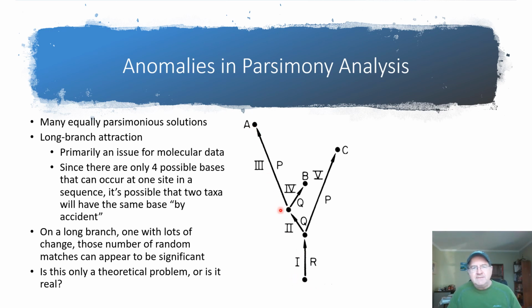Species A here, there's been a lot of stuff going along here. So the length of the branch is representing the amount of evolution through time along it. And so it might accumulate differences that now suggest that it's most closely related to C, when in fact it's most closely related to B. So, theoretical problem or a real world problem? Let me give you an example from the insect world.